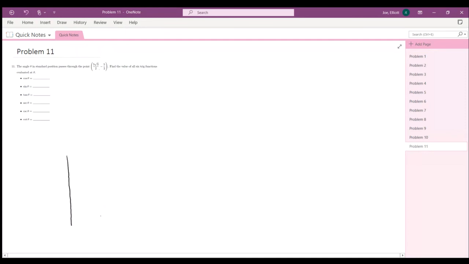So here I'm going to draw just a little picture of what we have given in the problem. We have this angle theta in standard position, and it's passing through the point 5 root 3 over 2 and negative 5 halves. I'm going to roughly plot that point in this picture. The x-coordinate is positive and the y-coordinate is negative, so it'll be somewhere down here in the picture.